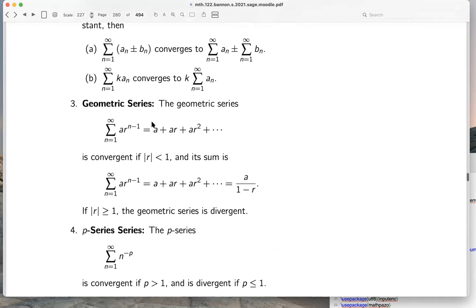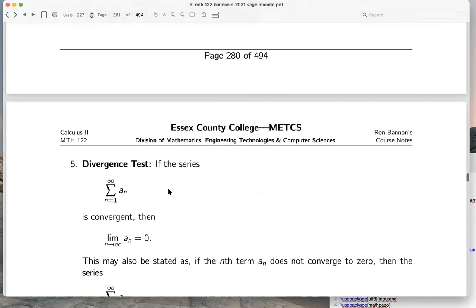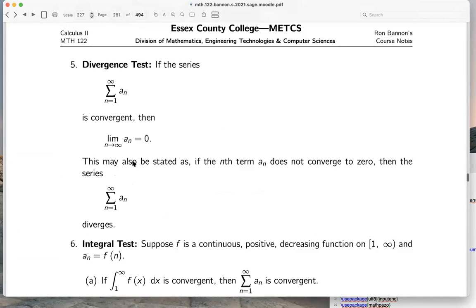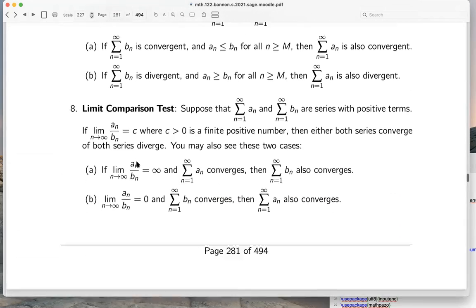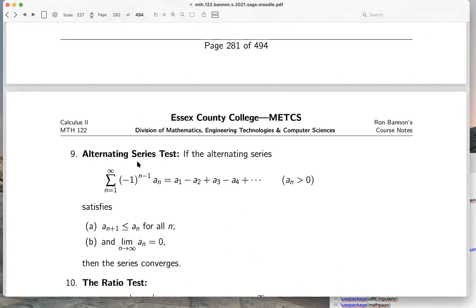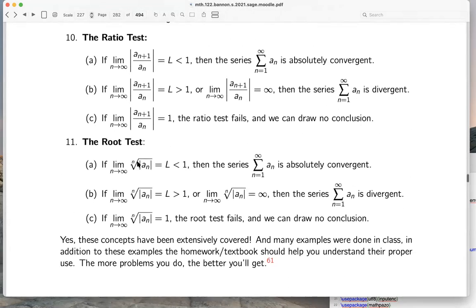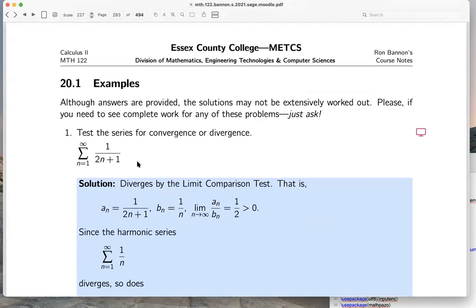We talk about geometric series. You'd be familiar with that. A p-series, yes, you'd be familiar with that at this point. Divergent test, integral test, comparison test, limit comparison test. Yeah, I know it's a lot of material, by the way, right? AST, alternating series test, ratio test, root test, right? Then what do we do? We go for examples, all right?